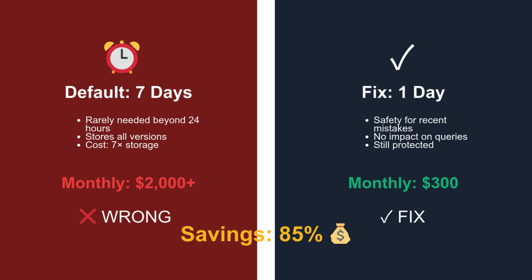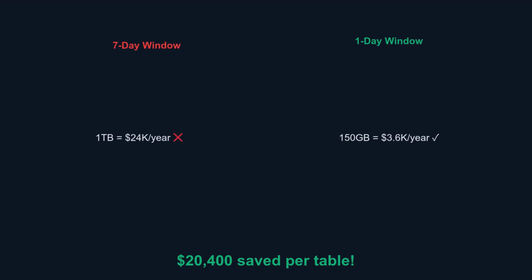The fix is simple. Change the window from 7 days to 1 day. One line of SQL. Alter table, set time travel window duration to 1 day. What happens? You keep the safety net, but you cut logical storage by 85%. On a typical table, that's $2,000 per month saved. Multiply that across your organization, and we're talking millions. 5 minutes of work, immediate savings.